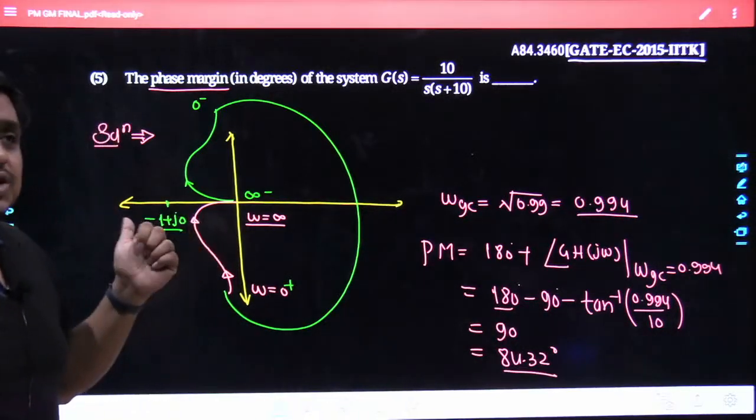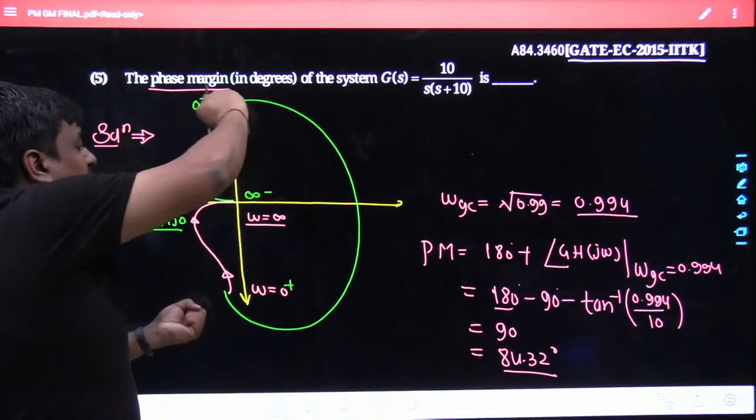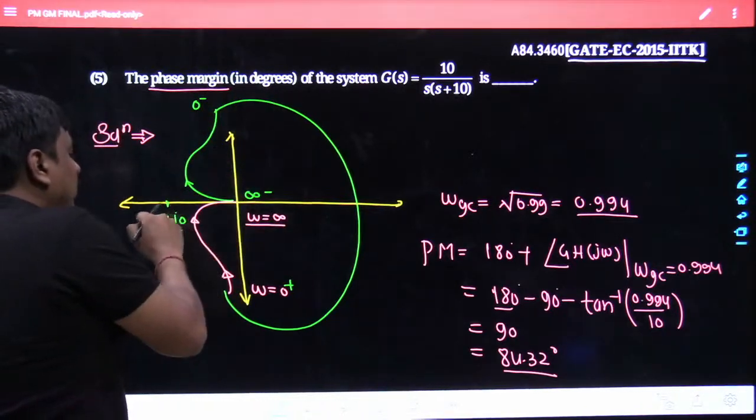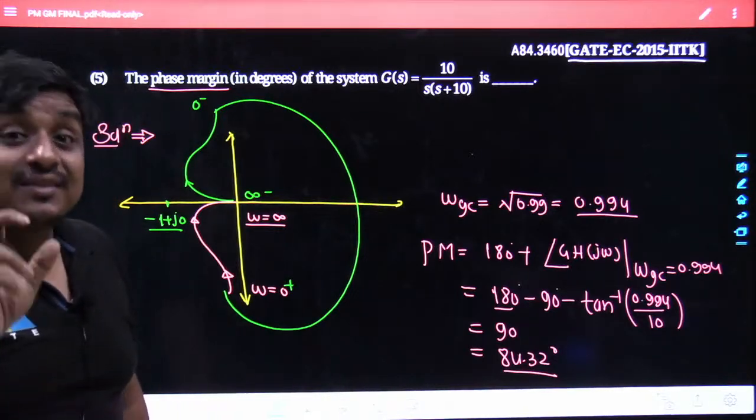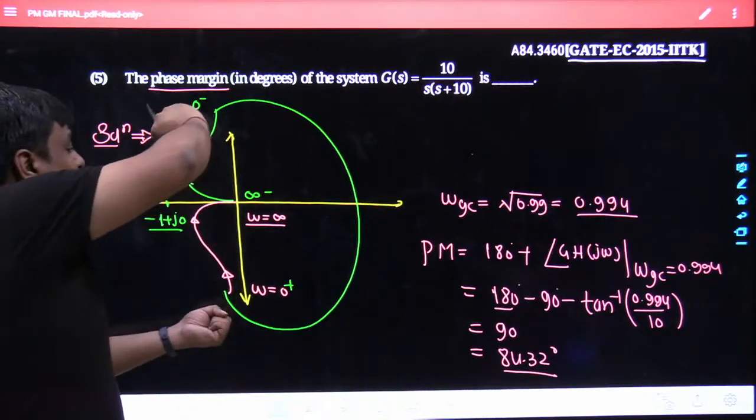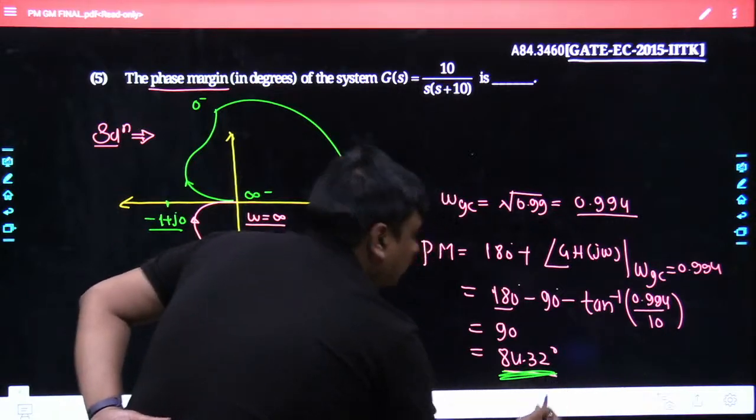I would ask from each one of you, if I tilt in the clockwise direction, after certain tilting, would it enclose minus 1 plus j0? Yes or no? Just tell me yes or no. Yes. After how much tilting? After the tilting of 84.32.